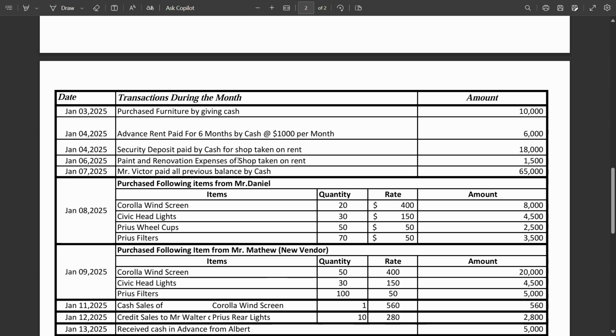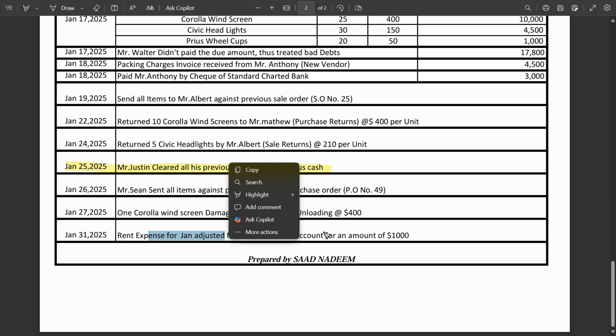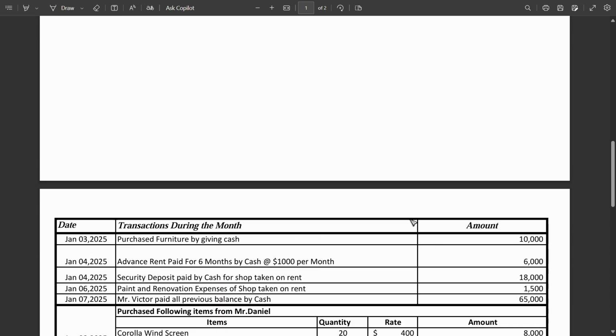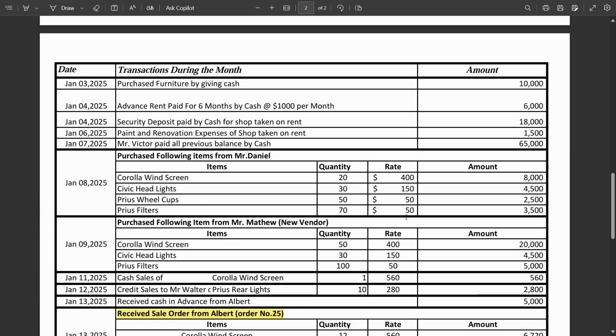Same goes for paint and renovation expenses, any kind of other expenses, rent adjusted for advance rent. So all of these will be dealt with in a completely different way as compared to the trading activities. So this is very important before starting the transactions.